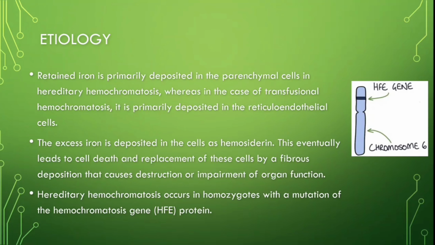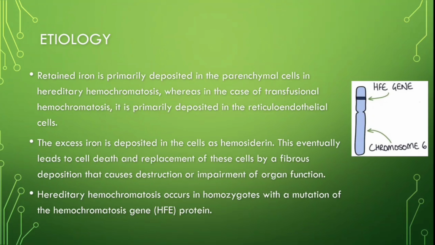When we talk about the etiology of hemochromatosis, usually retained iron is primarily deposited in the parenchymal cells in hereditary hemochromatosis, whereas in the case of transfusional hemochromatosis, it is primarily deposited in the reticular endothelial cells. The excess iron that is deposited in the cells is known as hemosiderin. This leads to cell death and replacement of these cells by a fibrous deposition that causes destruction or impairment of organ function. Hereditary hemochromatosis occurs in homozygotes with a mutation of the hemochromatosis gene, which is the HFE protein on chromosome 6.